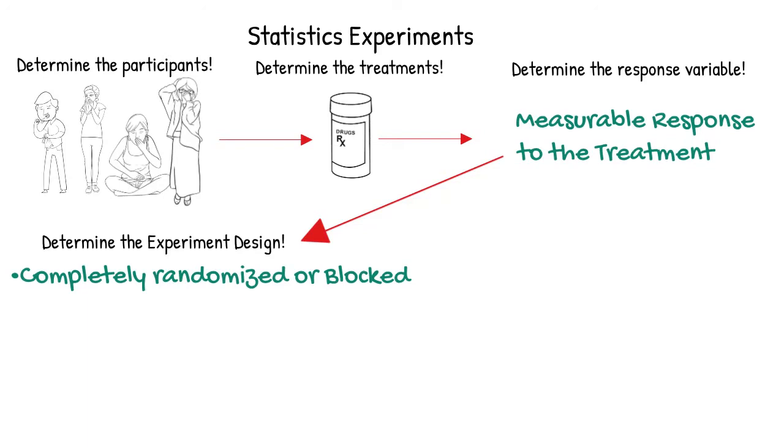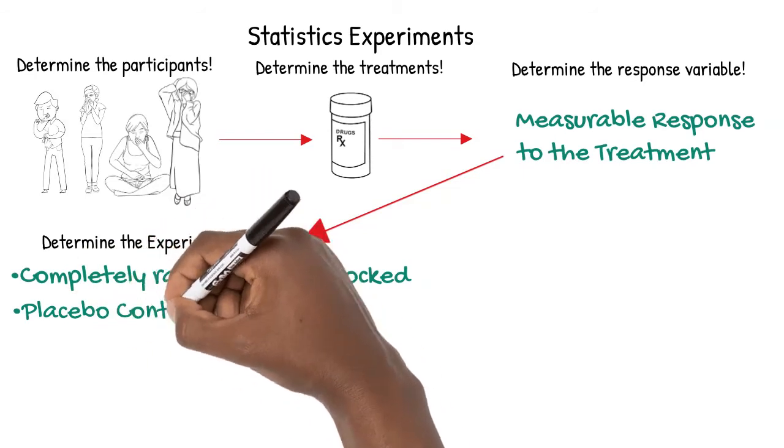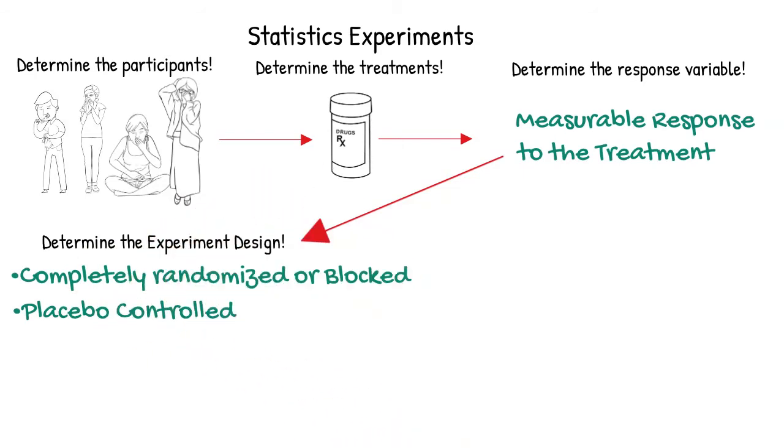Another element that helps us to analyze the effect of various treatments in an experiment design is using a placebo as a control variable for a randomly selected group of participants. A placebo is a neutral treatment that is known to have no real effect on the response variable.